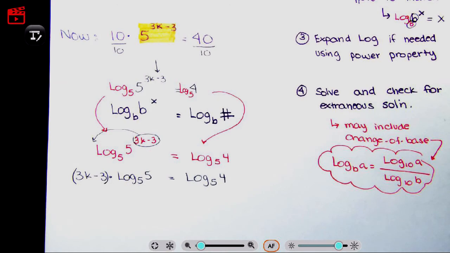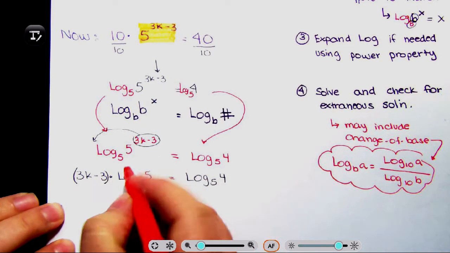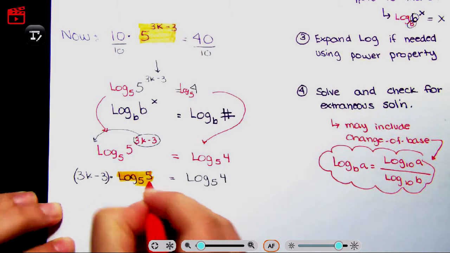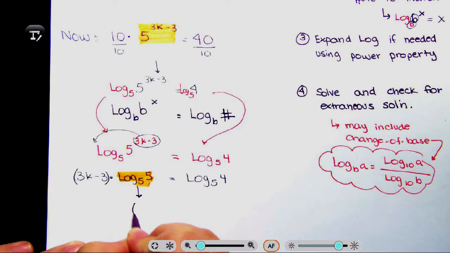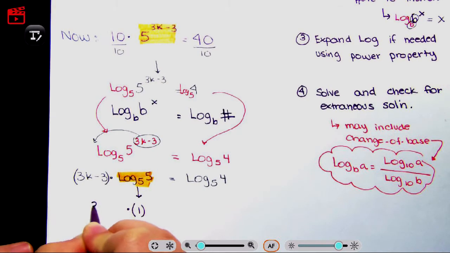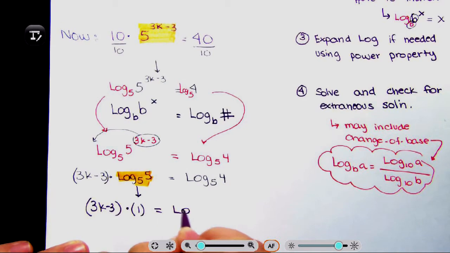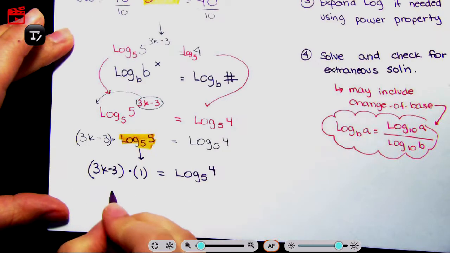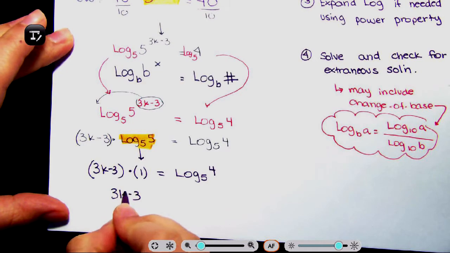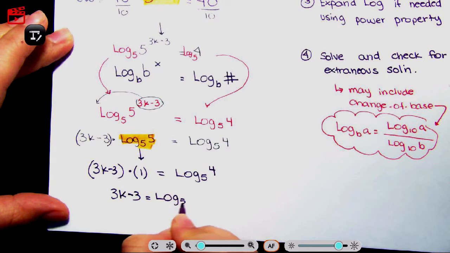Log base 5 of 5, the reason we need to use the base of 5 here is because this equals 1. This is an identity. So what we really have now is 3k minus 3 times 1 is equal to log base 5 of 4. Well, this is just equal to 3k minus 3 equal to log base 5 of 4.